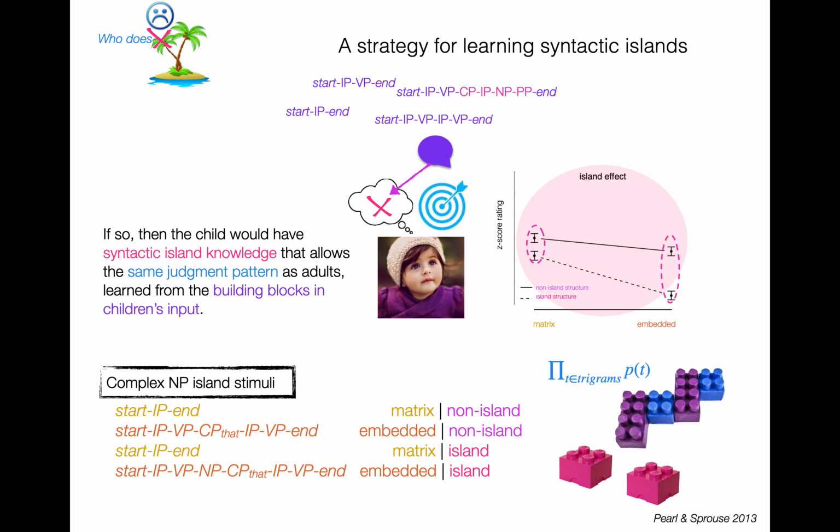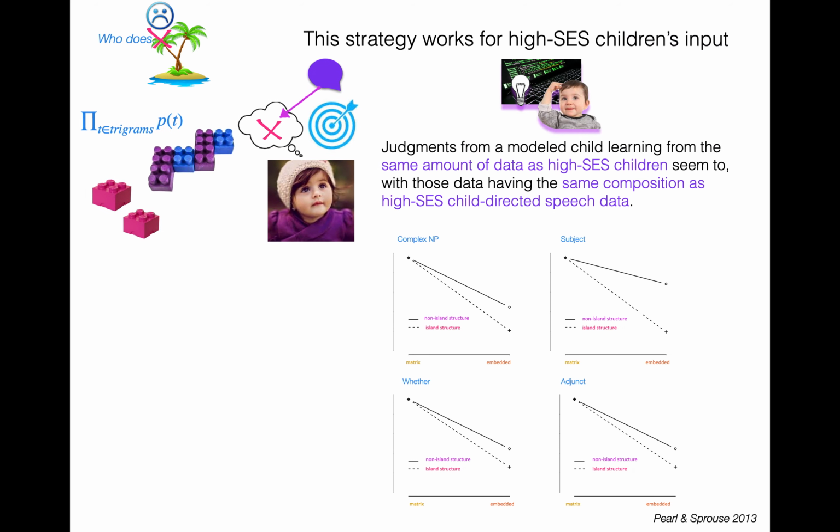And so if this is what we see, then the child would have acquired syntactic island knowledge that allows that same judgment pattern as adults, that same outcome, and it would be learned from the building blocks in children's input. So we use judgments from a modeled child learning from the same amount of data as high-SES children seem to learn from, with those data having the same composition as high-SES child-directed speech data, right? So the same distribution of WH dependencies. And this is what we find, right?